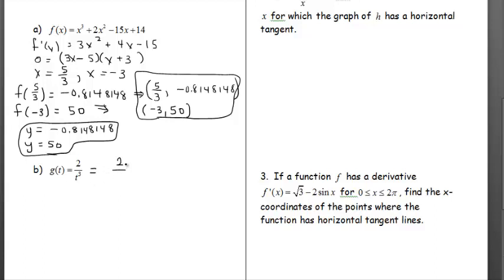Oh, I meant to pull this out of the denominator. So this is going to be 2t to the -3. And not that I need the over 1. I'm getting it ready for differentiation.